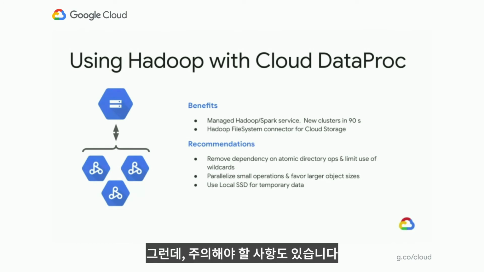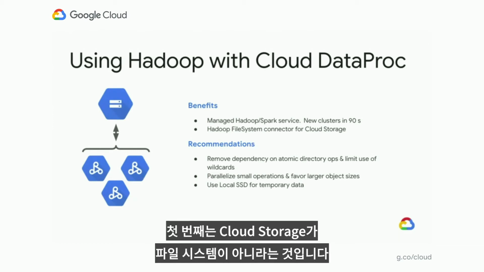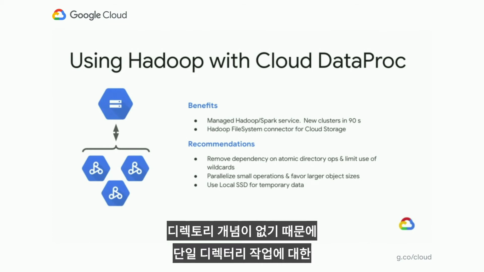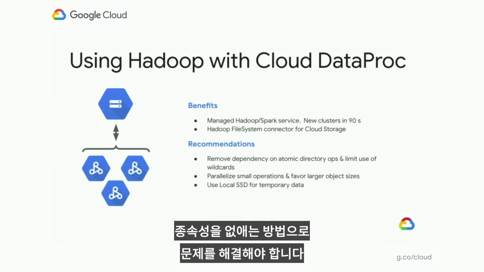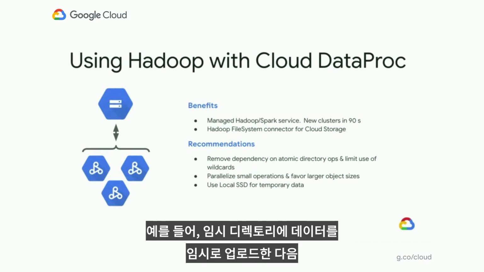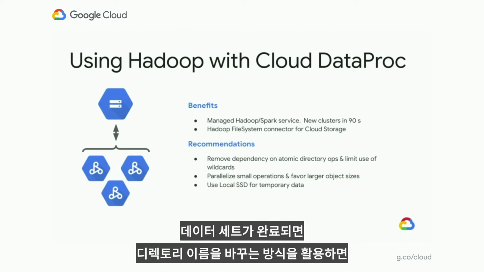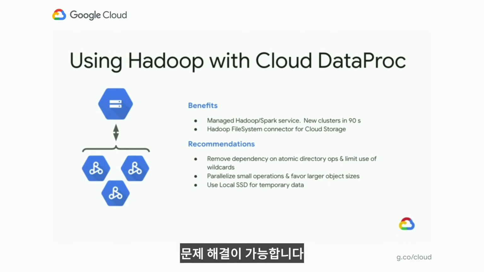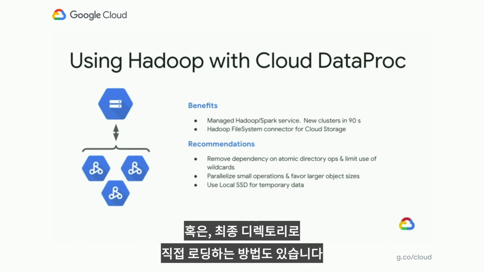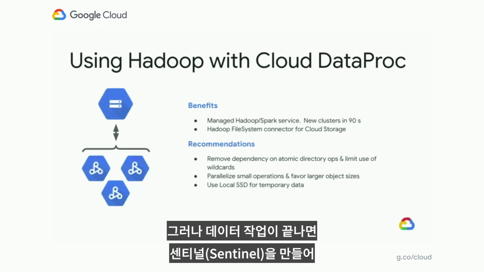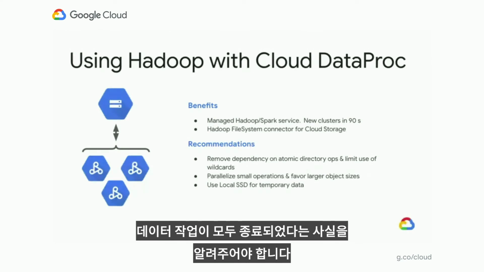There are a few gotchas to be aware of here. First one is that cloud storage is not a file system. We do not have directory semantics. So you have to get around that by eliminating any dependencies on atomic directory operations. For example, you could upload your data in a temporary directory, and then when the data set is complete, rename the directory. Or you could load directly into the final directory, but when you're done with data, write a sentinel file that says, hey, I'm done with data.